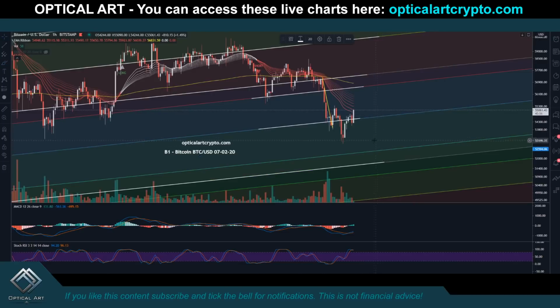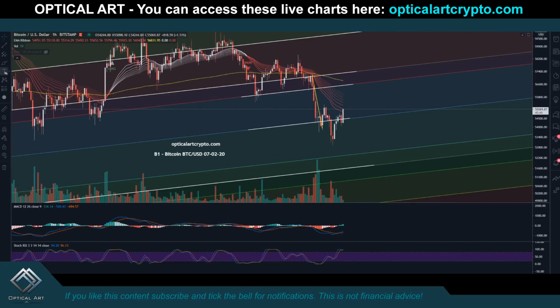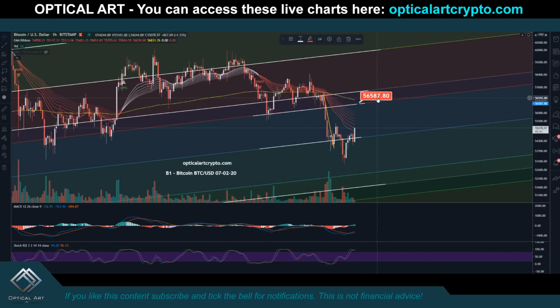So again, I'm just showing you the bigger picture here. You can see right now Bitcoin is pushing up. So these are some targets to pay attention to. This is on the B1 chart. Right here, your next resistance on this chart is 56,587. Your next strong resistance above that is 57,357. Your next major resistance above is close to 60,000.